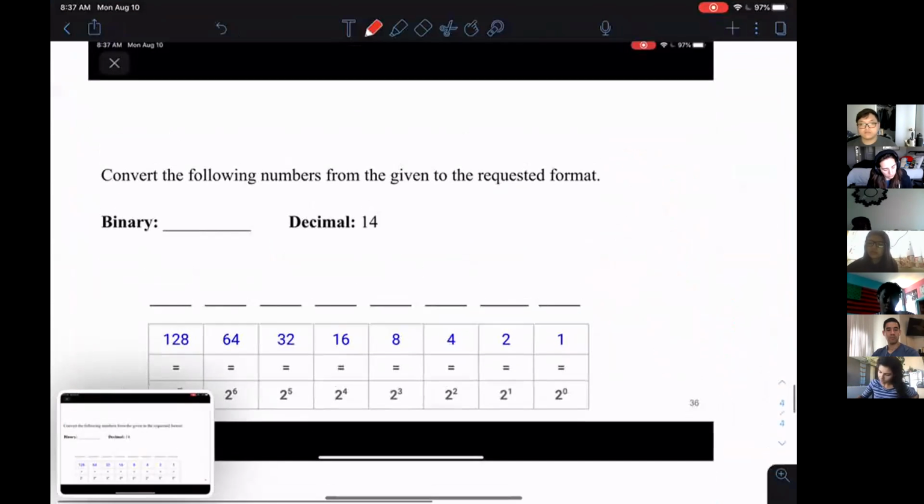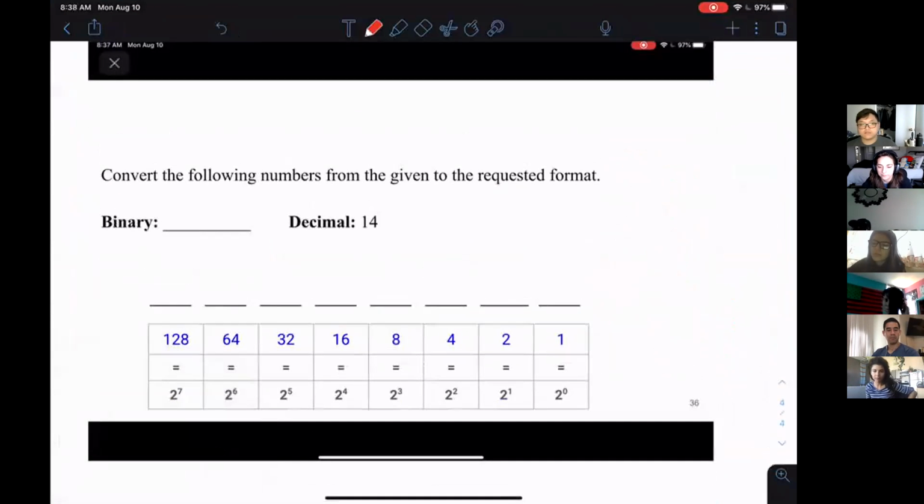Okay, take 10 more seconds. Now I'm going to work it out. If you get your answer before me, put it in the chat so you can compare. All right, so 14. First I'm drawing my 8 lines.